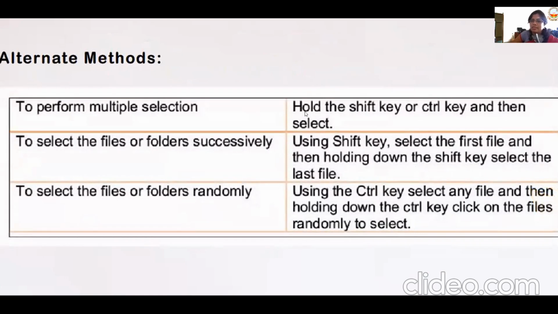Alternative method, as I said, hold the Shift key and then press the Control key and then select. Use the Shift key, select the first five folders and then with the Shift key select the last folder. You will get them selected. Using the Control key, select any file and then hold down the Control key, click on the files randomly to select them.